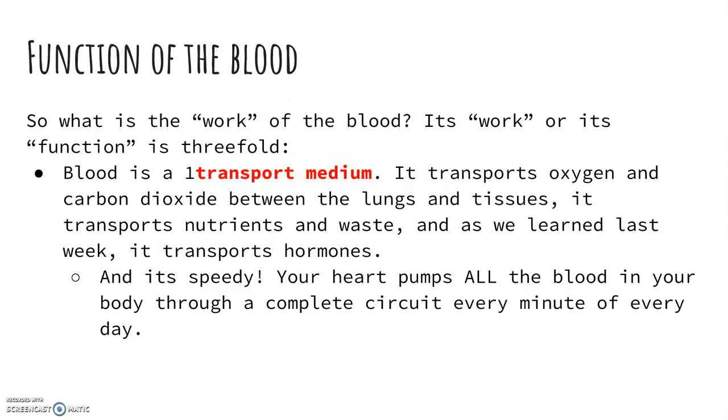So what is the work of blood? Well, the work or the function has three parts. Blood is, first of all, a transport medium. That just means it's moving oxygen and carbon dioxide between your lungs and your tissues. It's moving nutrients and waste. And last week we learned that it moves hormones from the starter organ where the hormones are made to the location they're used later in the body.